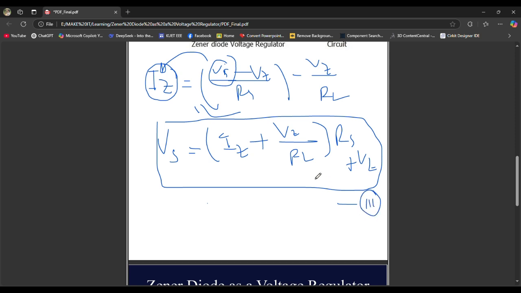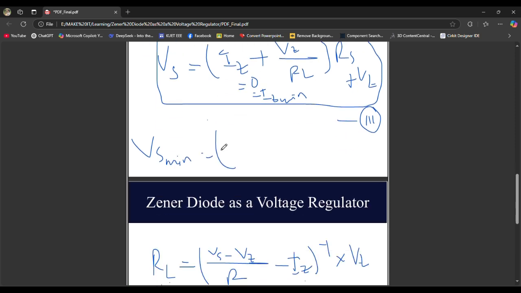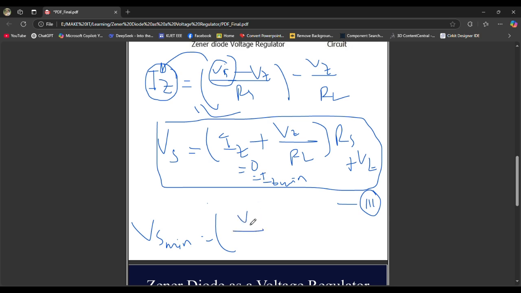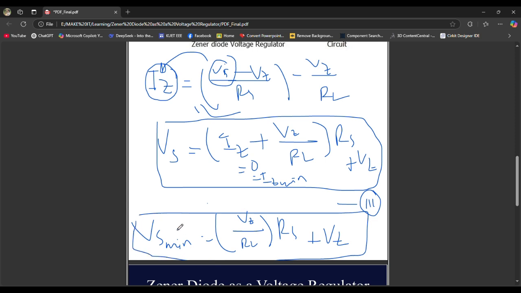It's simple. When Iz is minimum, Vs will be minimum, right? So we just have to put Iz equal to 0, because Iz minimum is 0, then we will have Vs minimum. So Vs minimum will be equal to Vz divided by RL multiplied with Rs, plus Vz. This is the equation to get the supply voltage minimum.